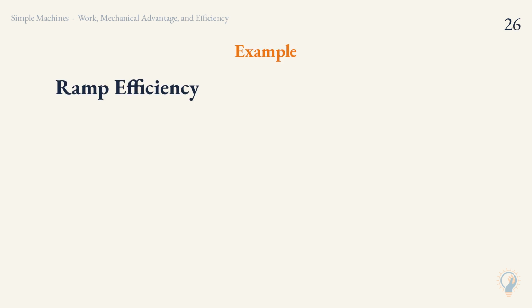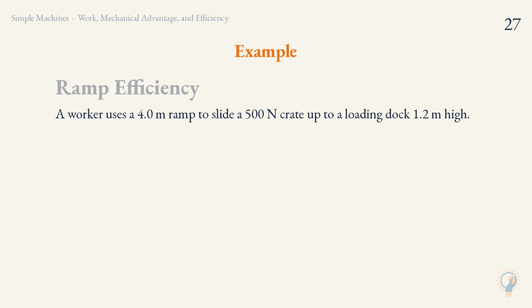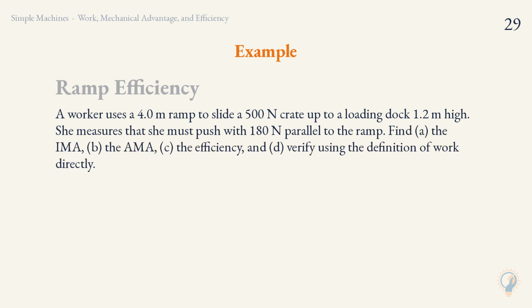Ramp efficiency. A worker uses a 4-meter ramp to slide a 500 Newton crate up to a loading dock 1.2 meters high. She measures that she must push with 180 newtons parallel to the ramp. Find A, the IMA, B, the AMA, C, the efficiency, and D, verify using the definition of work directly.